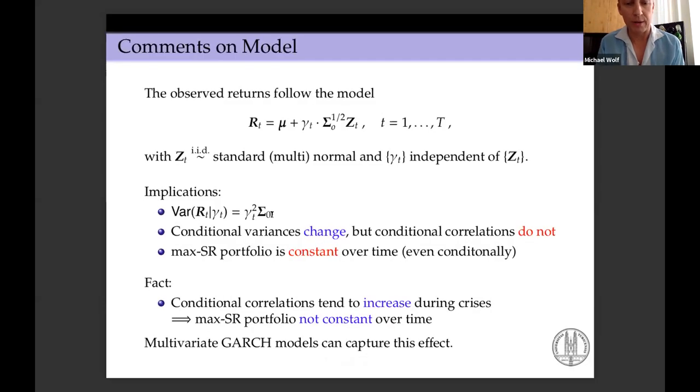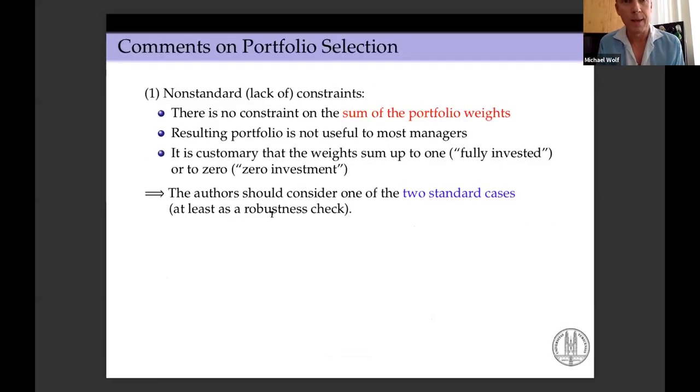Whereas I think we know from experience that, for example, during times of crises, correlations tend to move up and they're not constant. That means that the maximum Sharpe ratio portfolio might well change over time, and maybe be especially different in crises compared to times of good markets. I think the model cannot handle that, whereas a multivariate GARCH model could capture this effect. So that's one comment on the model.